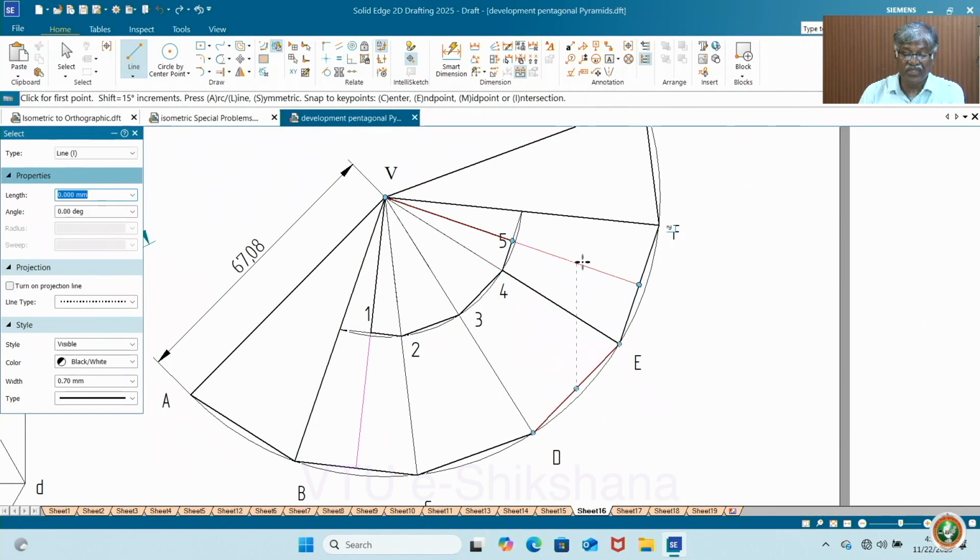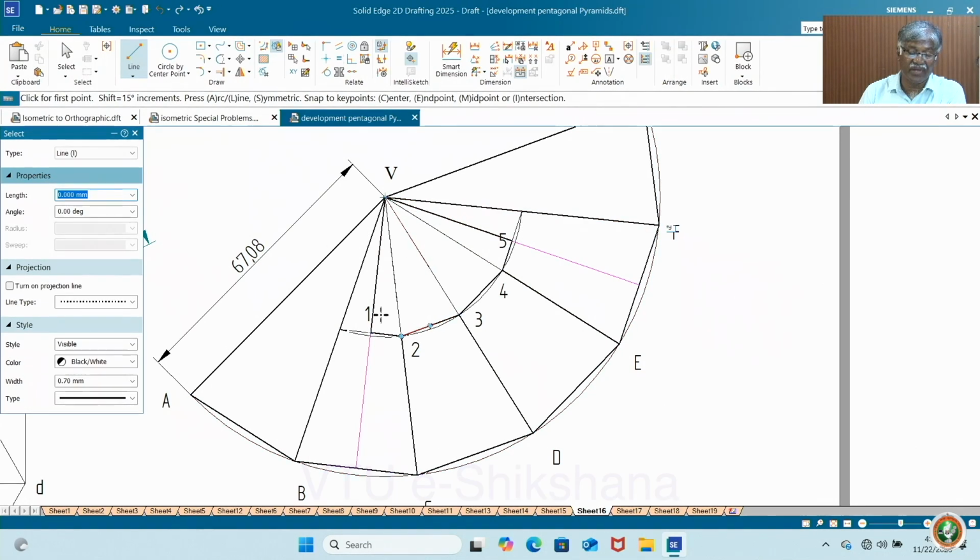And 5 to this line you cannot dark because this is only an imaginary line. And 3 to D, yes, because this is an actual edge. And 2 to C, actual edge. And this one you cannot, don't dark it. So this is as usual, the dark line is there. So this is how you dark the development.